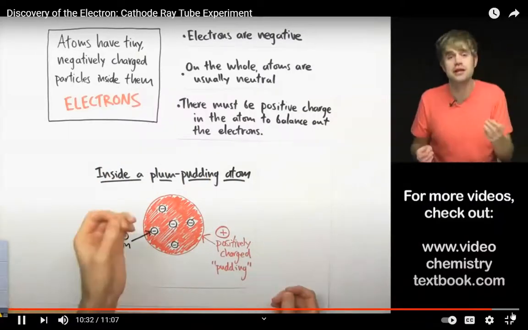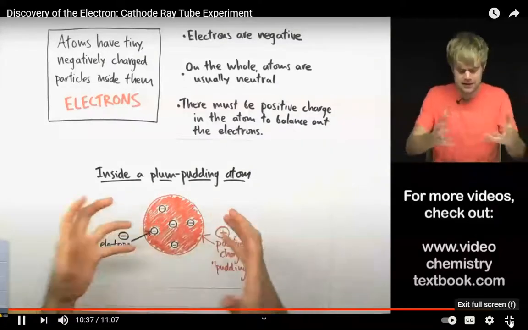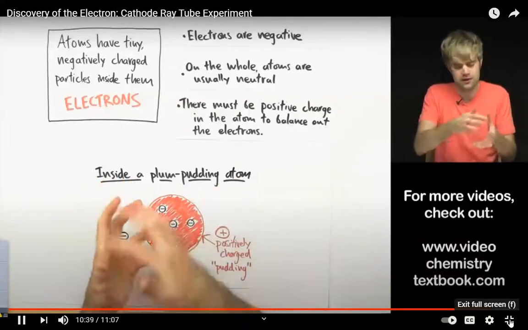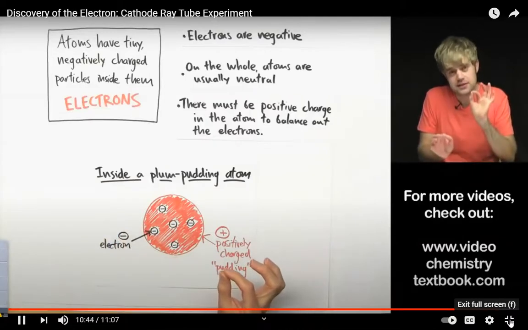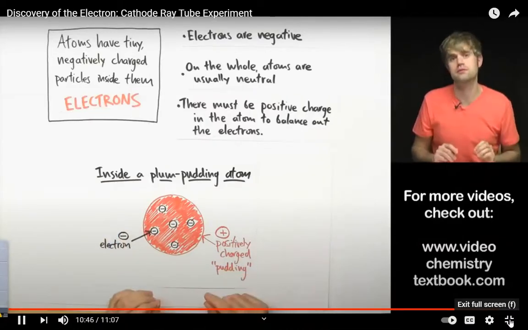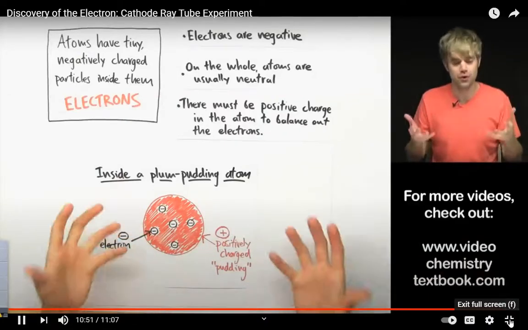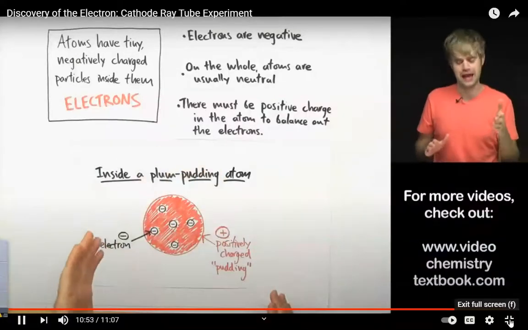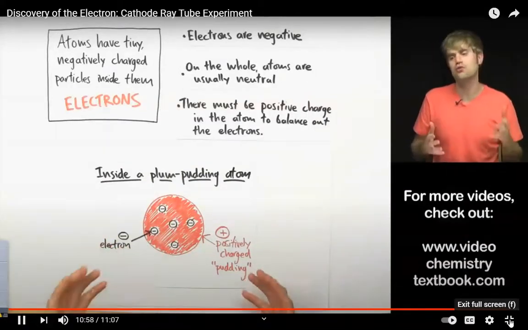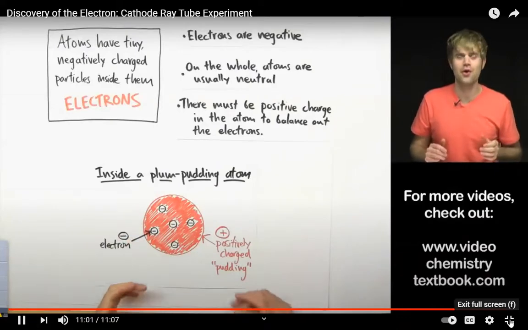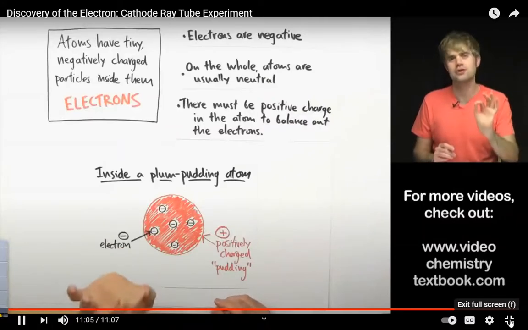But J.J. Thomson didn't have it quite right, because it turns out that the positive charge in the atom isn't spread out in this dough or pudding, but instead it's concentrated right in the center of the atom, where the nucleus is. So that's going to be the next step in discovering what the atom really looks like. If you're interested in how scientists disprove J.J. Thomson's plum pudding model, check out Rutherford's gold foil experiment, where he discovers that atoms have a very small, very dense, positively charged nucleus.